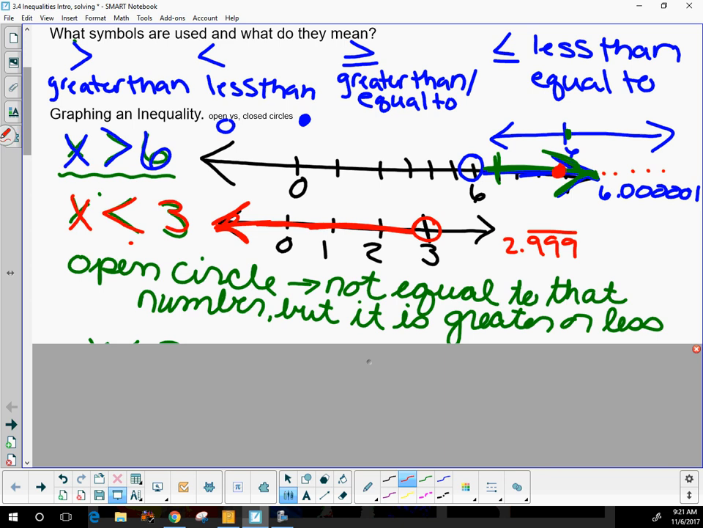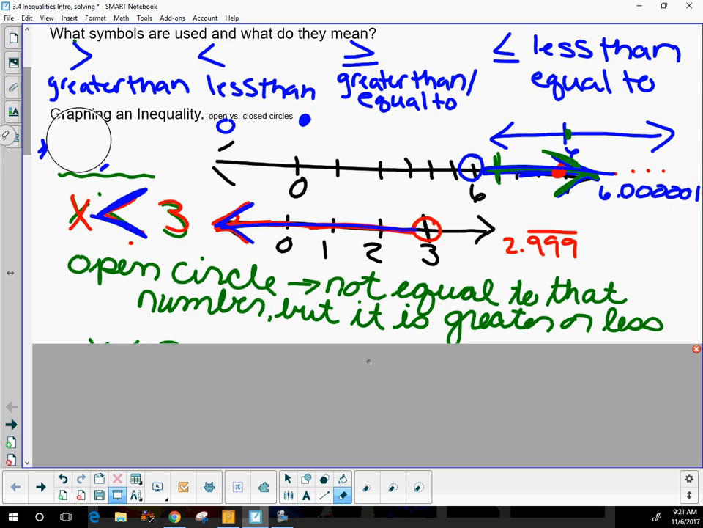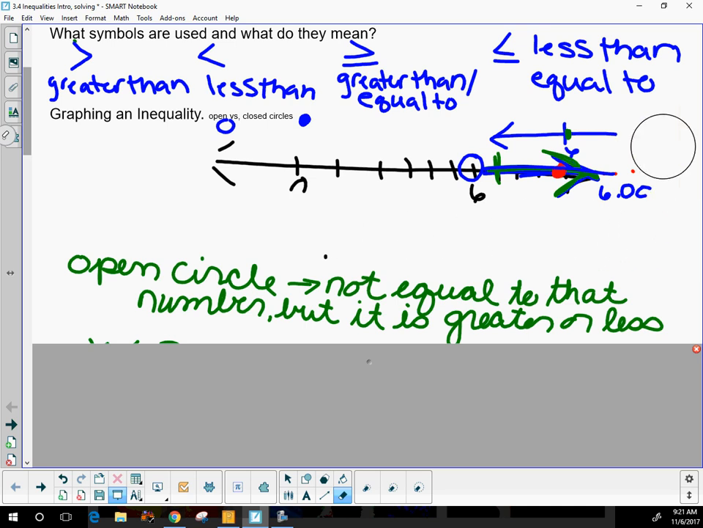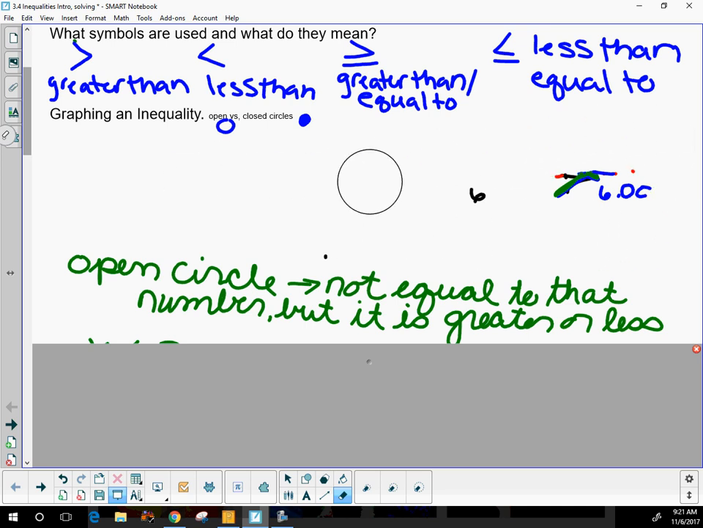Now, some people notice a pattern that if the variable comes first, like it does here, the arrow in the inequality points that way, so we graph that way. This inequality points this way, so we graph this way. Well, that only works if the variable comes first. So let me erase and show you a different kind of example, which will be helpful to you because I know people recognize that pattern and they want to stay with that.